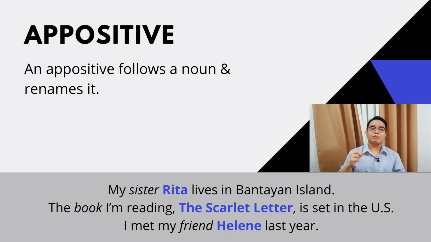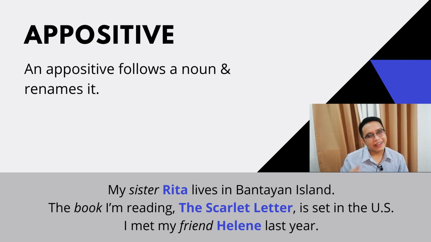Okay? Let's say for example, the book I'm reading. Now, "I'm reading" there is an exception, because "the book I'm reading" is only an adjective describing book. But anyway, it will still make sense, right? So the book Scarlet Letter is set in the US. Okay? Clear. Next, I met my friend Helen last year. Which friend? Helen. And Helen sits beside friend, therefore Helen there is the appositive.